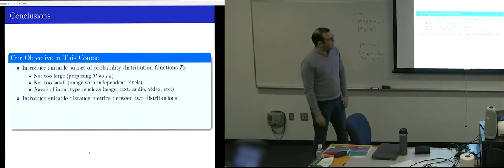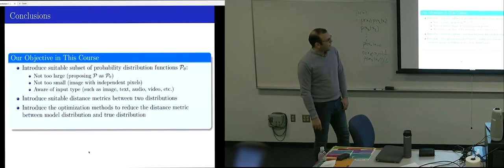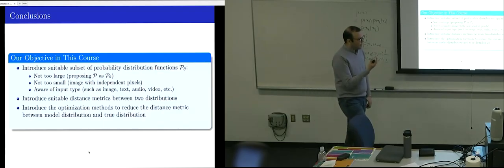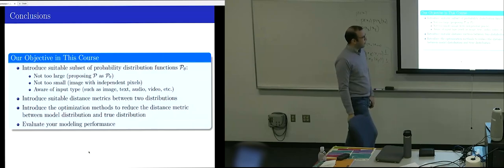The next one is to introduce a suitable distance metric between two distributions, which is our work in the rest of the semester. And the last one is to optimize that metric such that the parameter theta is the best one, which in that subset models the true data distribution. And finally, how to evaluate your model.